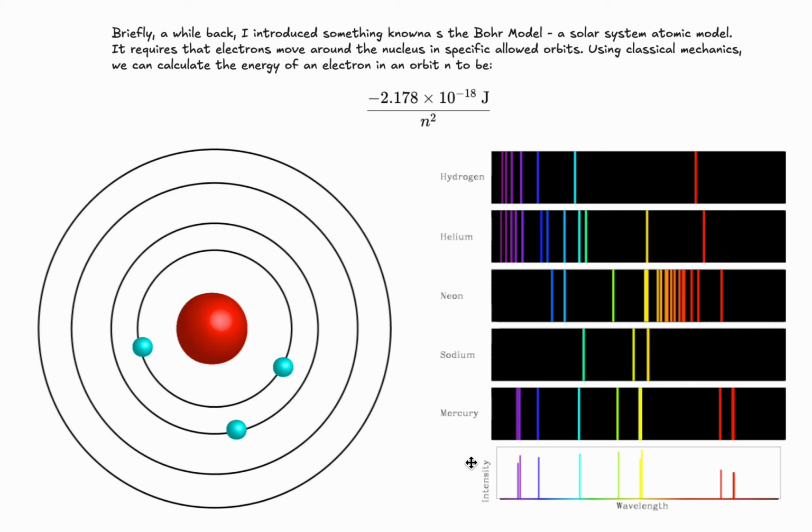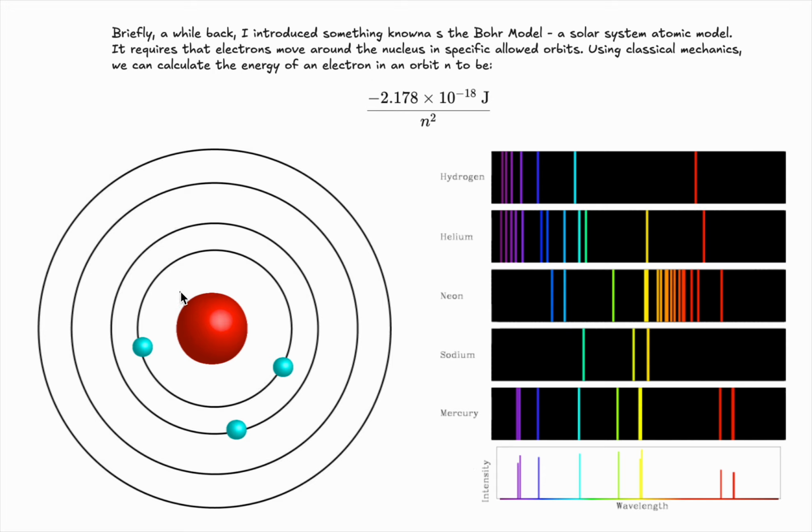Alright, so getting started. Briefly, a while back, I introduced something known as the Bohr model, and it's also known as the solar system atomic model, right? It requires that electrons move around the nucleus, and this is the nucleus, right? It requires that these electrons, which I'm going to box again, move around the nucleus in specific allowed orbits.